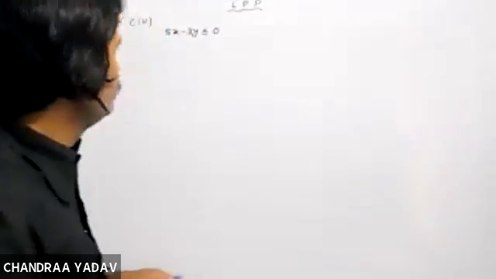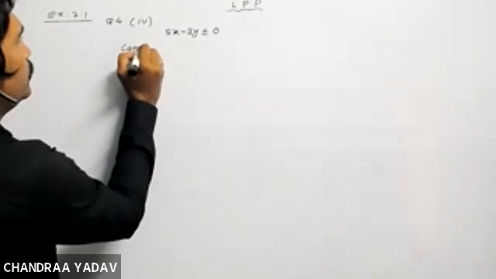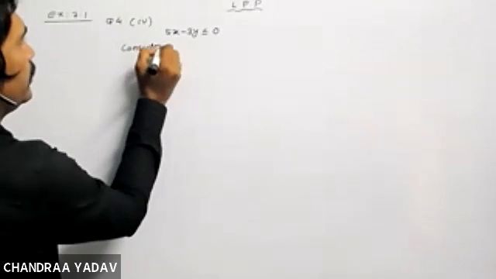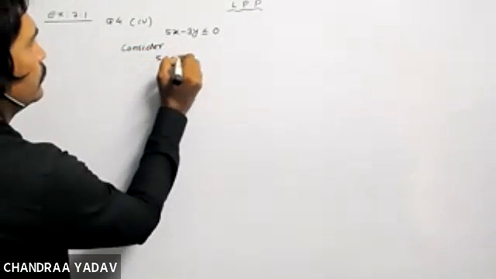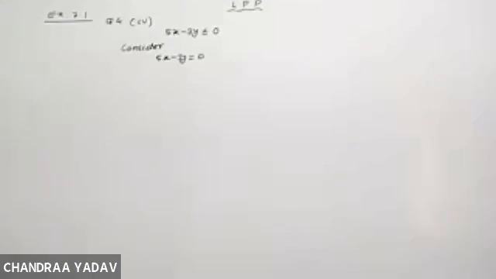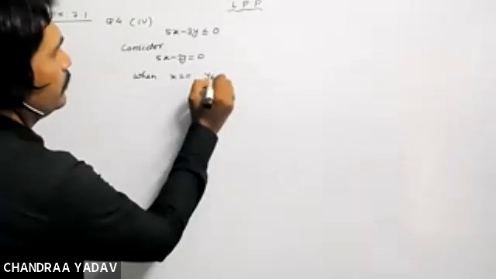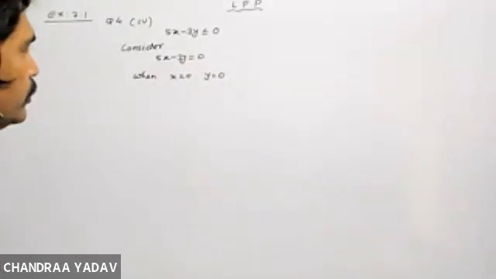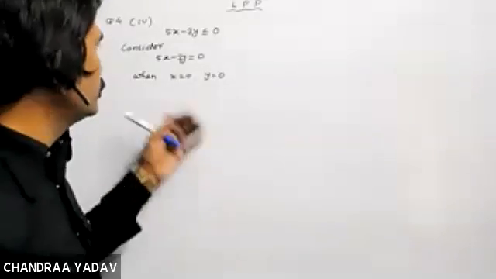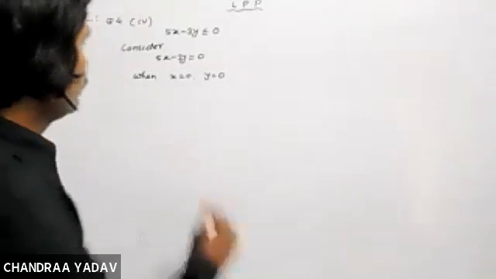So as usual, we'll remove the inequality. We'll write, consider 5x minus 3y is equal to 0. This was the first step. Then we can say when x is 0, obviously y will be 0. You can do the rough work; there is no need to show it in the solution.